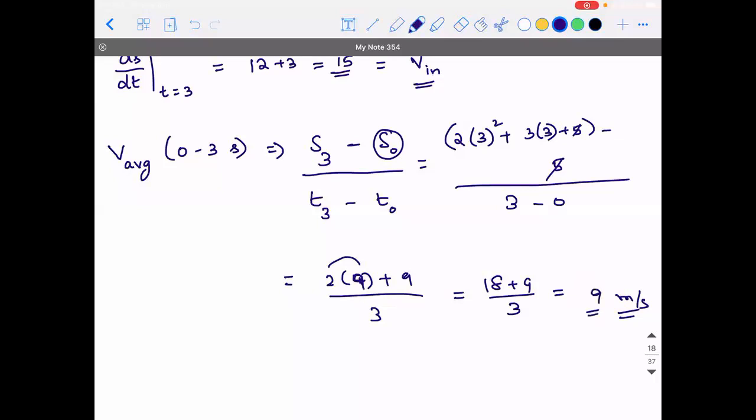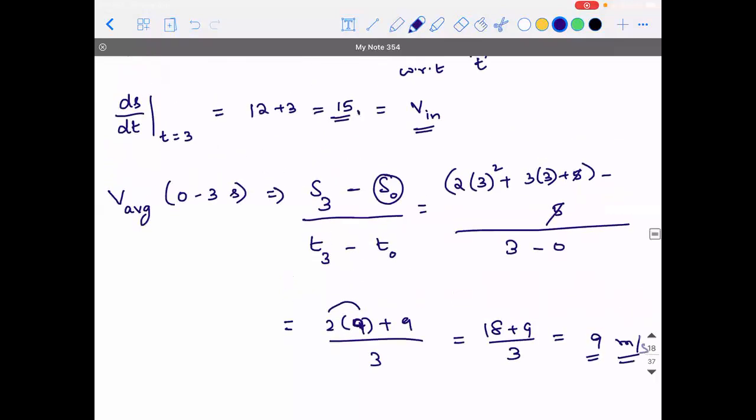So if you observe, the instantaneous velocity is 15 meter per second, whereas the average velocity is 9 meter per second. Means the object is accelerating. That is the meaning. Okay. So this is how you apply differentiation, guys.